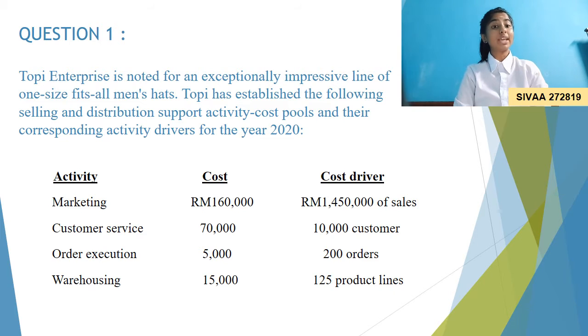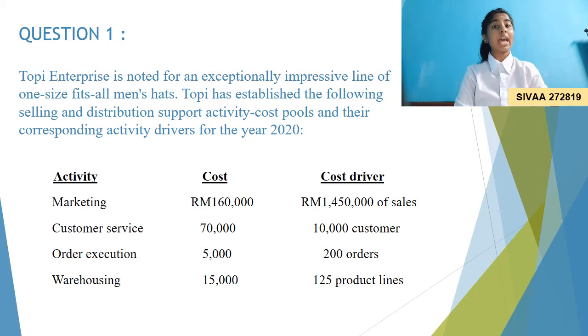Today I'm going to present my part from tutorial 5, which is question 1. The question is, Toppy Enterprise is noted for an exceptional impressive line of one size fits all men hats. Toppy has established the following selling and distribution support activity cost pools and their corresponding activity drivers for the year 2020.